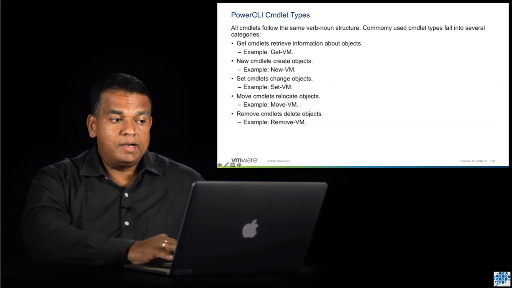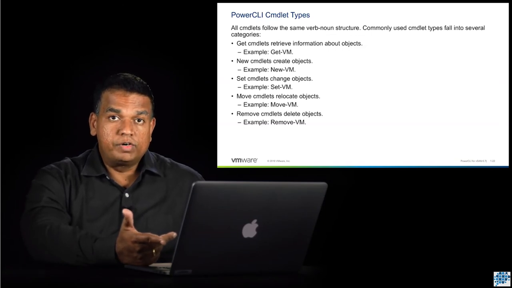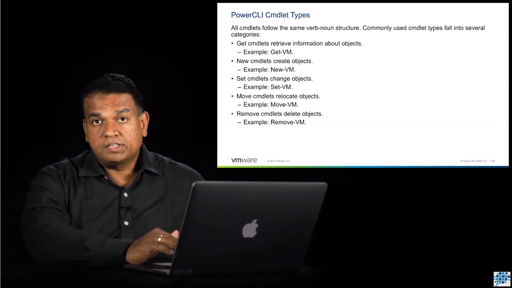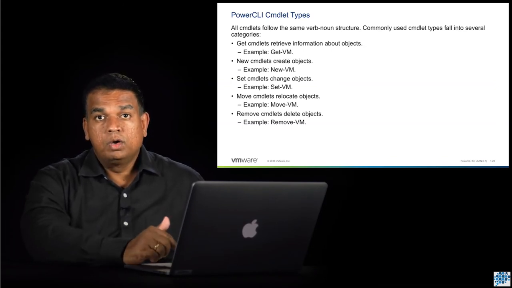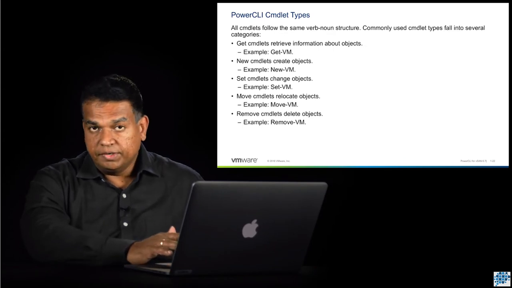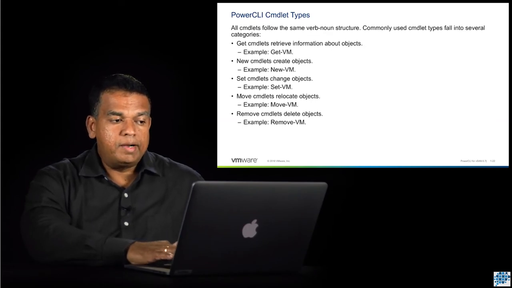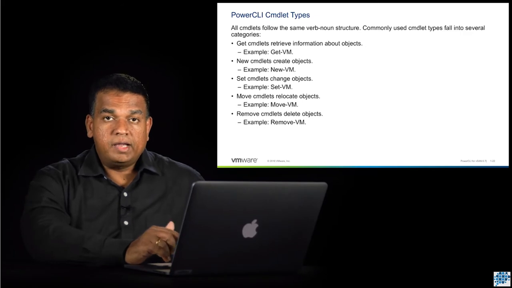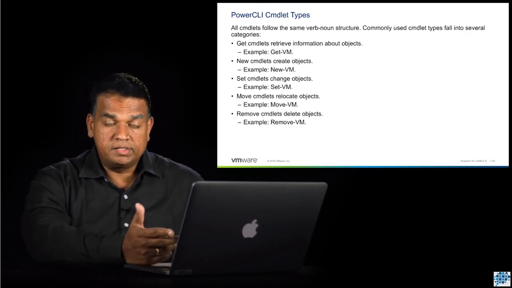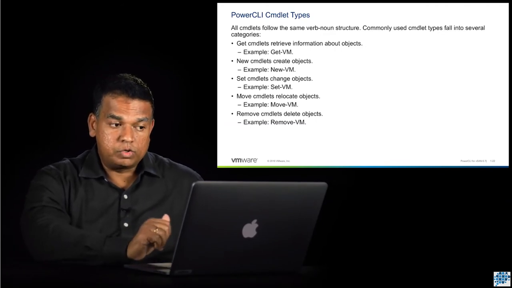Then you have a commandlet like New-VM, which, as the name suggests, will create a new virtual machine. This commandlet will make changes to your environment, so let's keep that in mind. If you are using a commandlet starting with New, you have to be careful while using it. Next, we have a type of commandlet which starts with Set. Here I'm using an example of Set-VM. A Set-VM can be used to change the configuration of a virtual machine. Again, this commandlet will make changes to your environment, so we have to use it with caution.